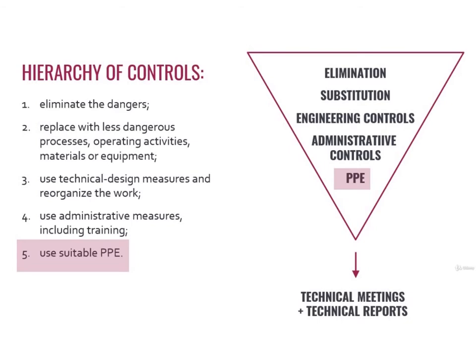This is usually done through technical meetings, at the end of which a technical report is written. Periodically, ideally at least once a year, the organization should do these technical meetings in order to improve continuously the way it takes care of all of its EHS issues.